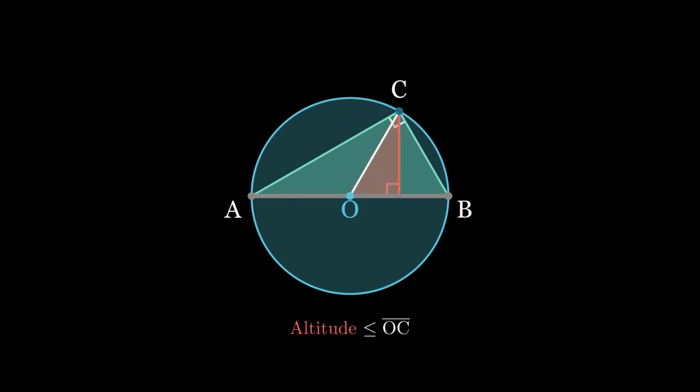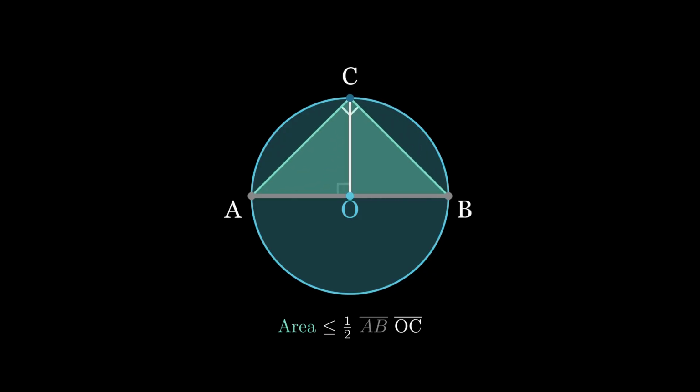From here, we can multiply both sides of this inequality by our 1/2 and our base in order to get an inequality in terms of areas, and it's clear that our area could never be larger than 1/2 times AB times OC. But since we can actually achieve that by making the radius OC perpendicular to AB, making it itself the altitude, that must be the triangle that gives us the maximum area.